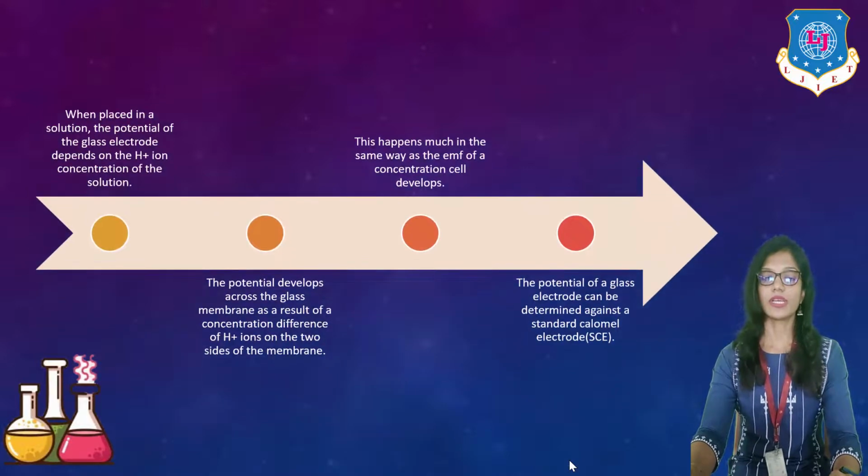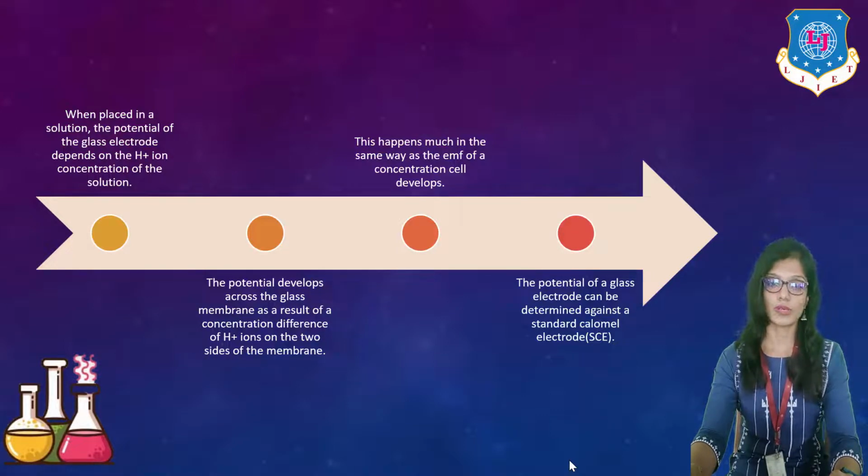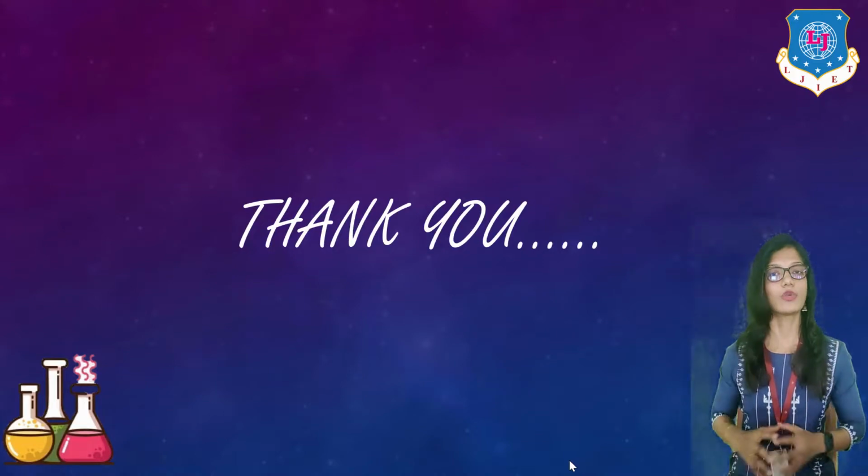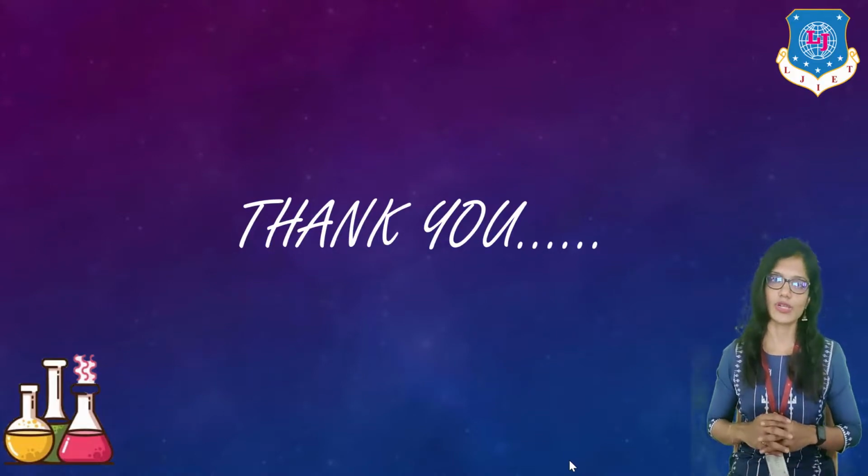So when it is placed in a solution, the potential of glass electrode depends on the H⁺ ion concentration of the solution, and the potential develops across the glass membrane as a result of concentration difference of H⁺ ions on the two sides of the membrane. This happens much in the same way as the EMF of a concentration cell develops, and the potential is determined against SCE. Okay, so in this manner we can use electrodes to determine the half cell potentials.